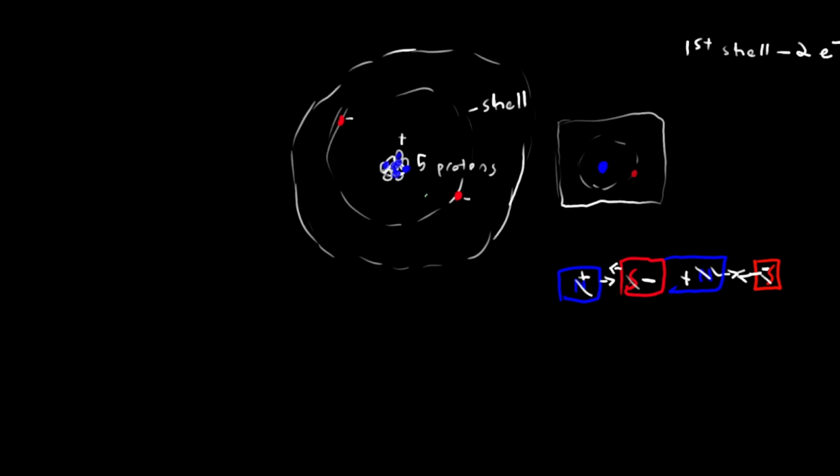The second shell can actually hold way more. It can hold 8 electrons. So second shell has 8. And in fact, so does the third shell as well. It can hold 8 electrons in it. And this leads us to what's called the octet rule. This shell can have 2 electrons in it, and that one can have 8. Octet with 8, but it also applies to the first one too.